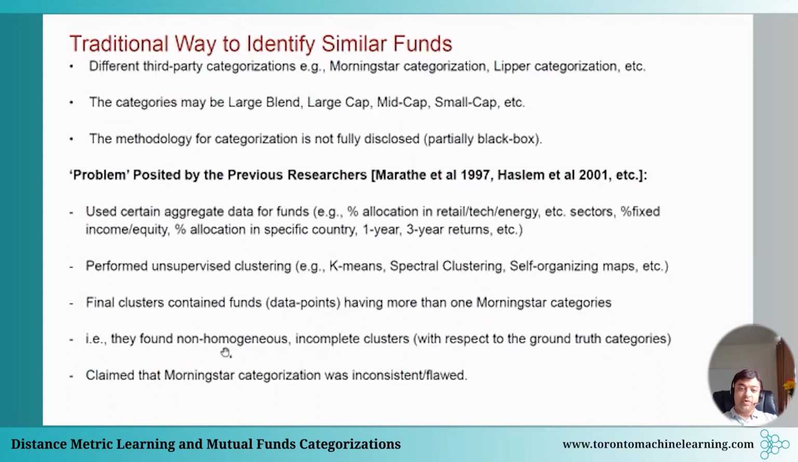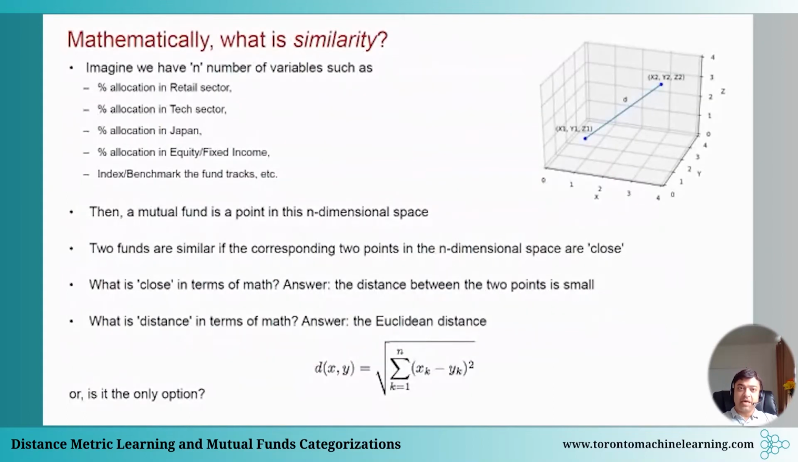They eventually were not finding these homogeneous clusters. What they were finding was that after this clustering, each cluster would have multiple categories of funds. So there were inhomogeneous clusters, incomplete clusters, and then they were claiming that the Morningstar categorization system was not proper. There was some flaw, and so on. Okay. And then I was reading these papers, and I started realizing many things.